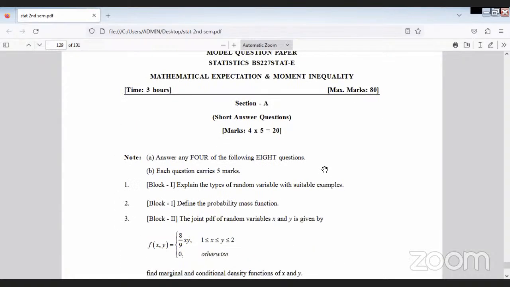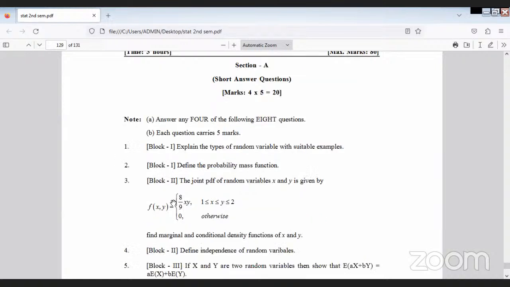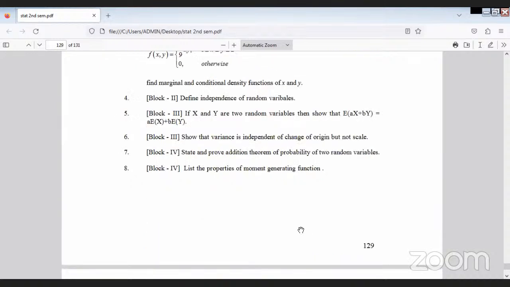This is the question paper model. What I am seeing here: explain the types of random variable with suitable example. What are random variables? Which is countable and has 2 types, discrete and continuous. Define the probability mass function also. I told this is 8 by 9. Yes. Define independent variables also, I told.